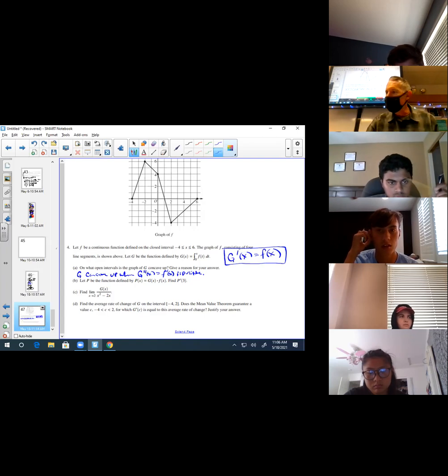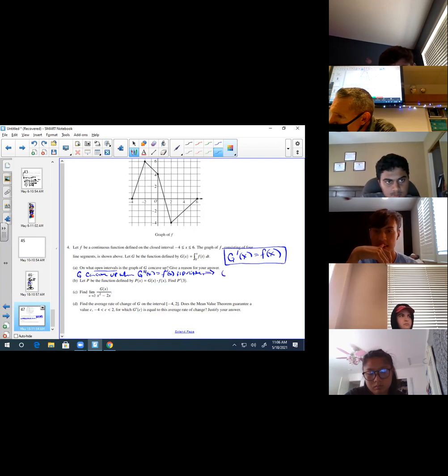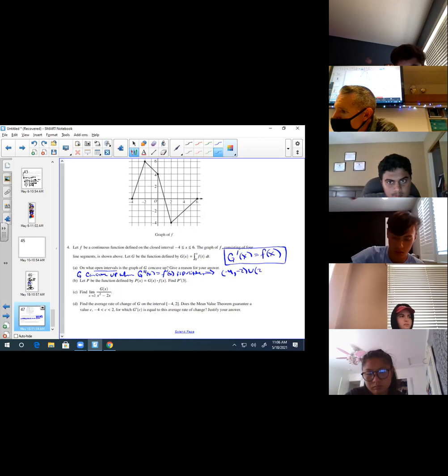on what intervals is f prime positive? That just means f is increasing. F increasing means that f prime is positive. And it does say open intervals. So this is true when x is from -4 to -2 union 2 to 6.